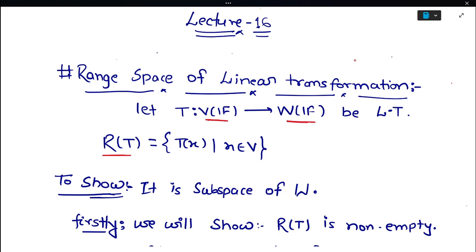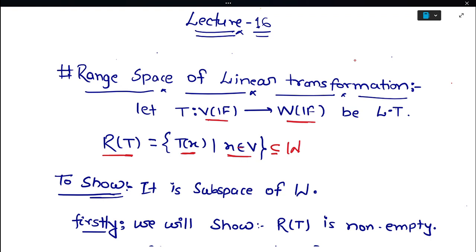So let T: V to W, where the field is the same, be a linear transformation. Then what will be the range space? The range space is the collection of all the elements in W which are the image of some element of V. If we take x from V, then the image of x will be in the range of T. This is a subset of W.